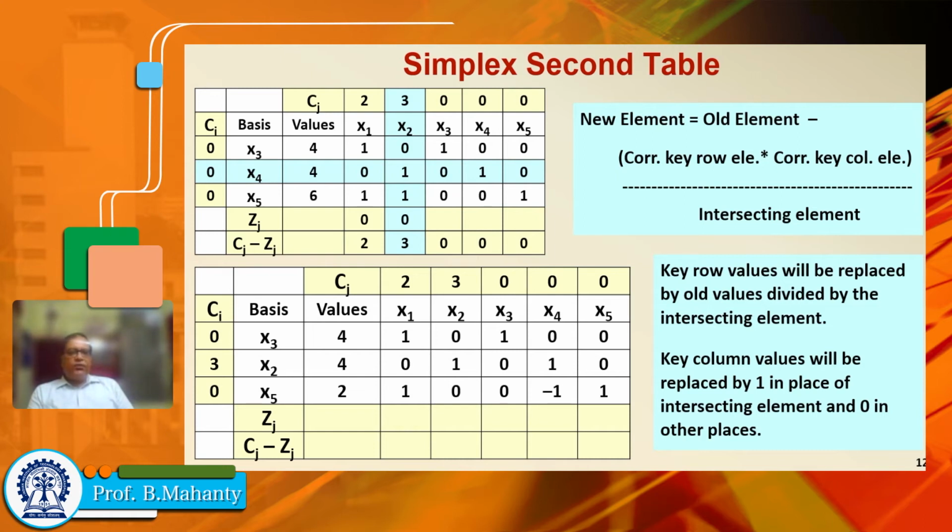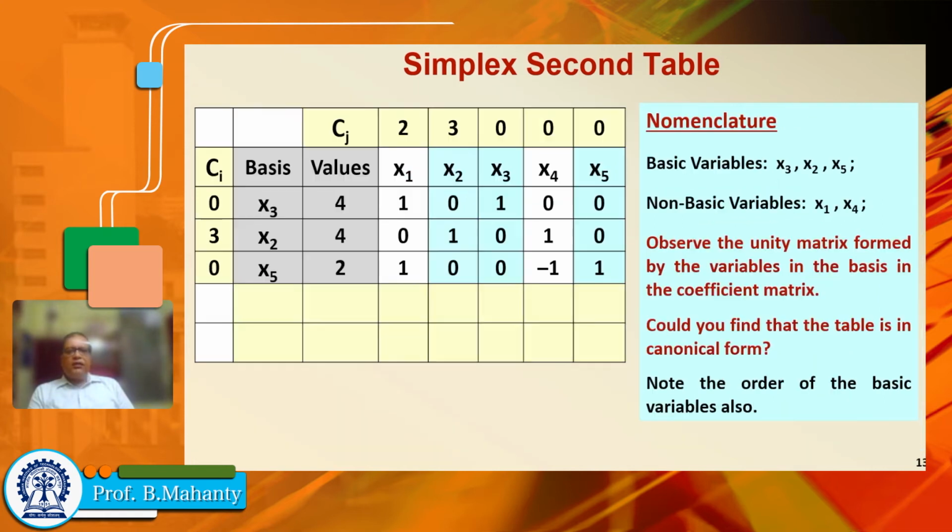How much is it for x4? 0 into 0, 1 into 3, that is 3, and minus 1 into 0, that is 0. So Zj will be 3. That means to make 1 unit of x4, you have to give up 1 unit of x2 and minus 1 unit of x5. So x2, that would cost you 3 units. So Zj is 3, and 0 minus 3, Cj minus Zj is minus 3. So that is the simplex second table.